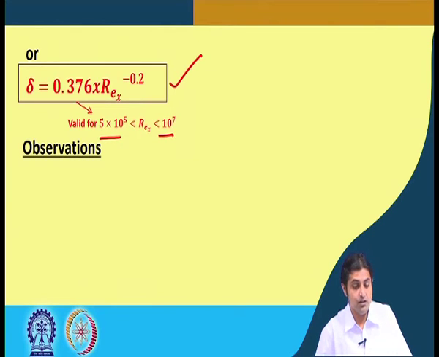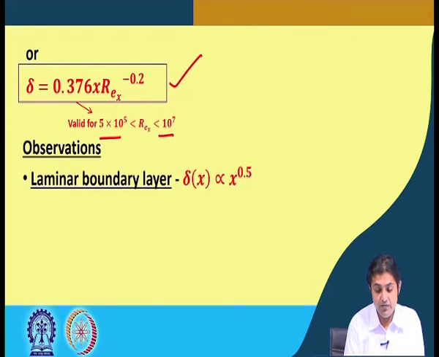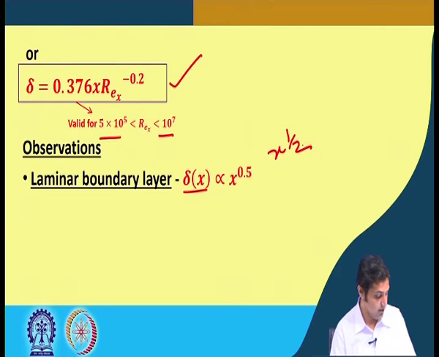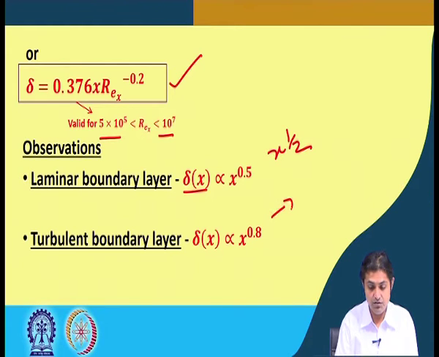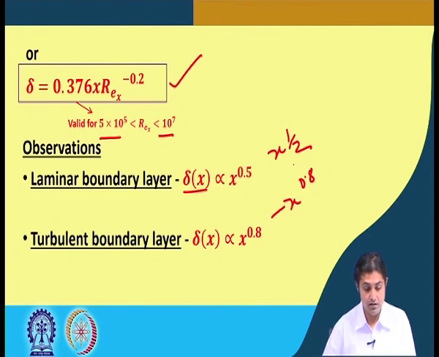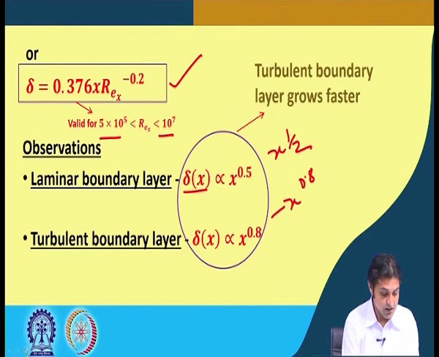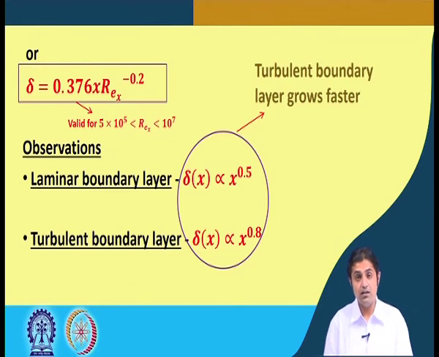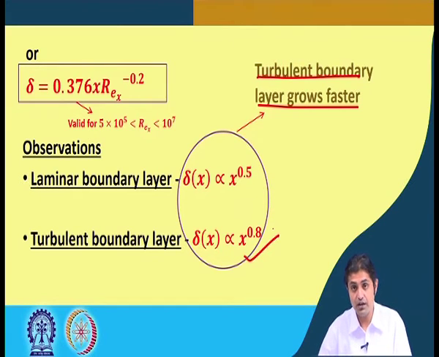Now some observations. If you see, remember the laminar boundary layer thickness delta was a function of x to the power half. For a turbulent boundary layer it is a function of x to the power 0.8, all right. So this means that the turbulent boundary layer grows faster. You see, it grows as x to the power 0.8, and the laminar one grows as x to the power 0.5.